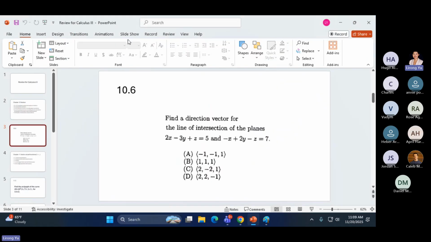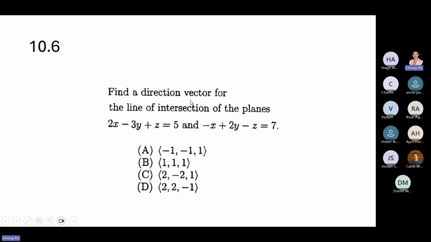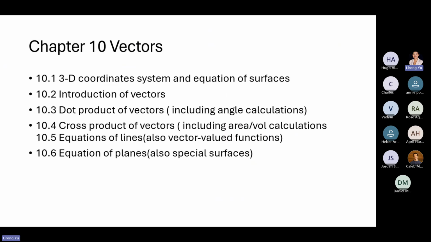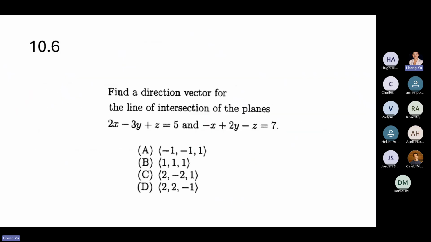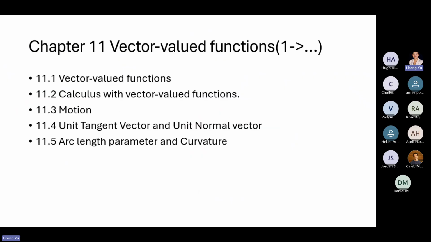I was trying to review what we were doing the whole semester. So chapter 10, we were going over content for chapter 10. The last section is 10.6, which is equation of planes. Now, when two planes are intersecting, we will have a line of intersection. To determine the equation of that line, we first have to know the direction. So here is that direction.